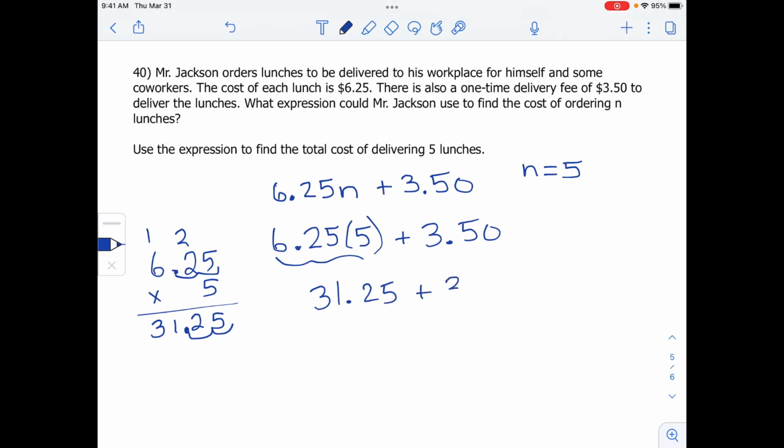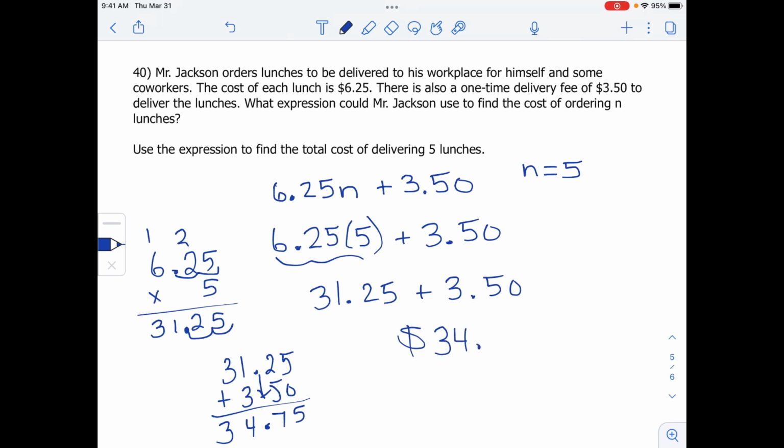Then we have to add on the delivery fee of $3.50. That's 5, 7, 4, 3, and we're going to bring our decimal point straight down after we've lined up our place values. Right? So the cost of delivering 5 lunches is $34.75.